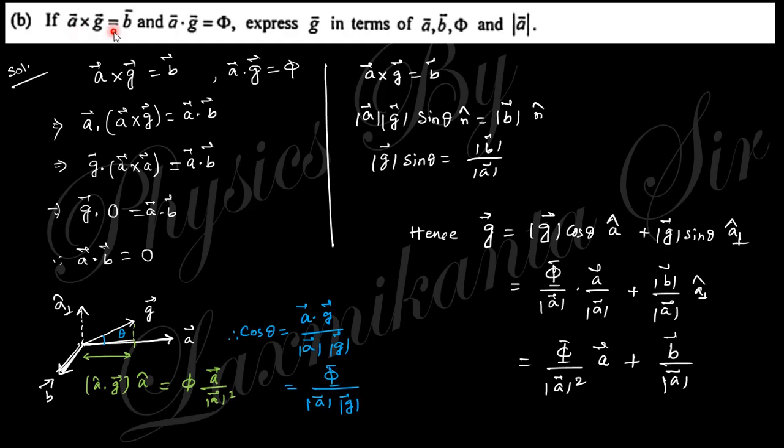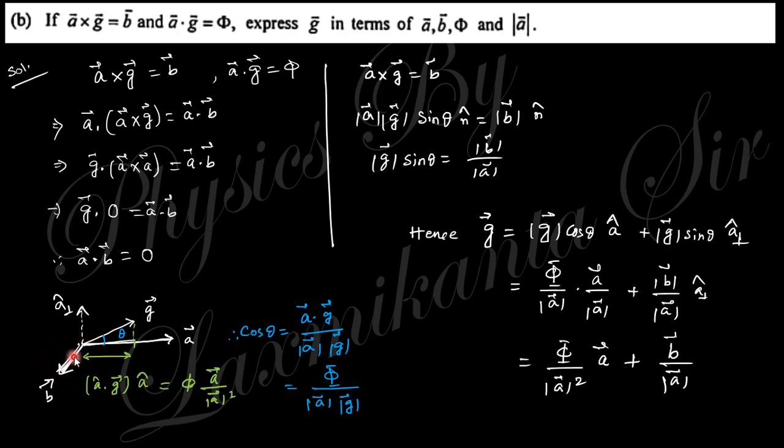Next question says: a cross g equals b vector, a dot g equals φ. Express g in terms of a, b, φ and mod of a. So you can see a cross g is b. That means b is perpendicular to the plane occupied by a and g. A and g occupy some plane, and b is perpendicular to that plane.